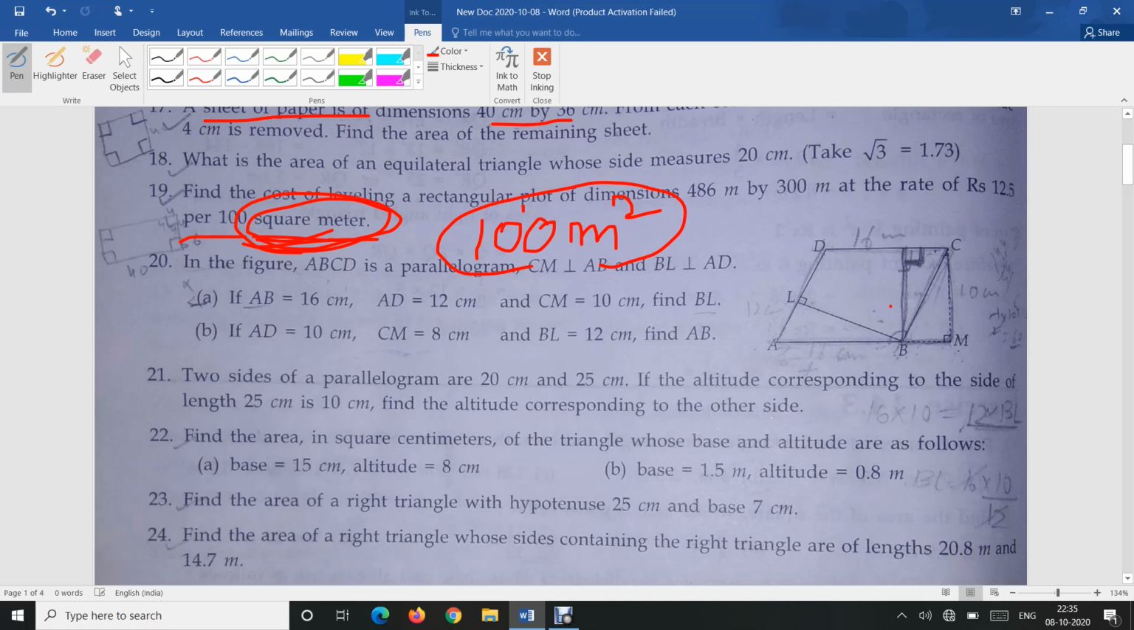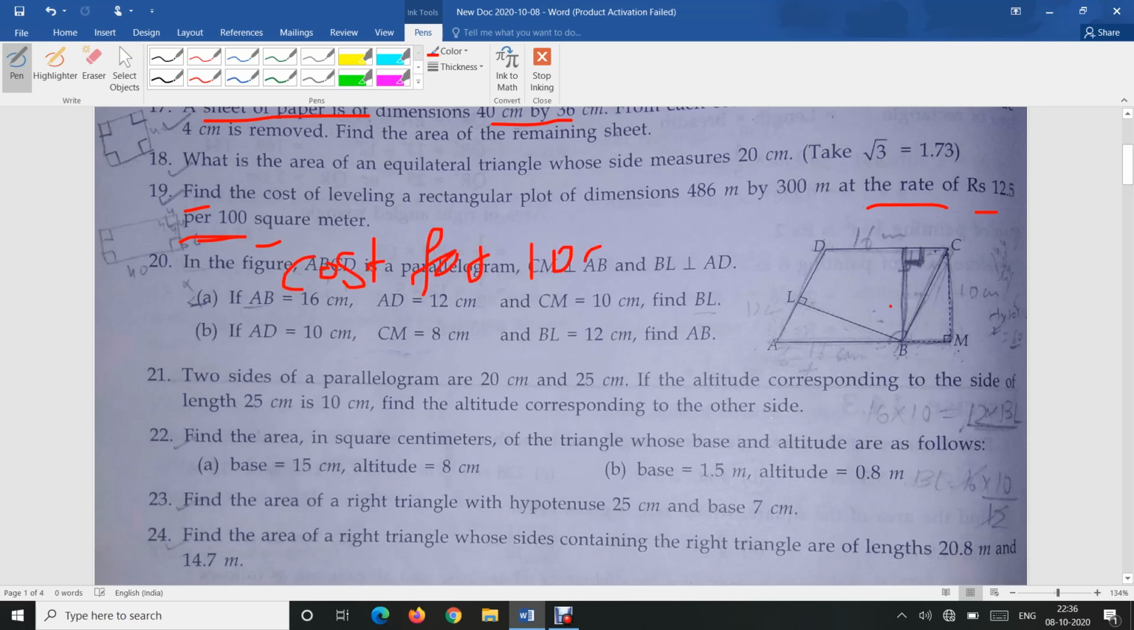This is meter square, and when the unit is given in the form of meter square, then obviously it is talking about the area. That means first of all you have to find out the area in this question. Means you have to find out the area of the rectangular plot. After finding the area, at the rate of rupees 125 per 100 meter square, you have to apply the statement that cost for 100 meter square is equal to 125. Then cost for 1 meter square is equal to 125 upon 100.